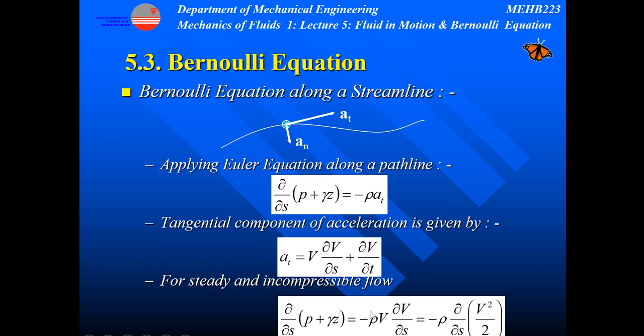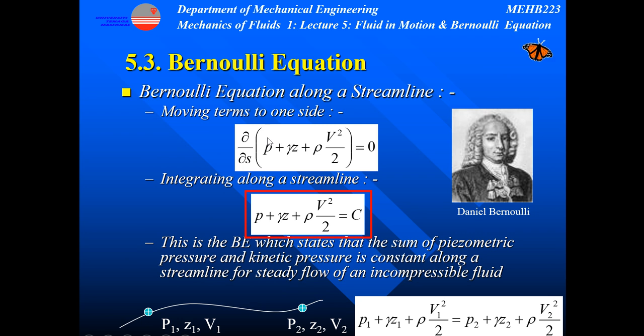When you expand this, you should get this. If you see the right side and the left side, you can put them together. Then you get pressure plus the pressure change due to elevation, and this is called the kinetic pressure. If you integrate this equation along a streamline, you get P plus gamma z plus rho v square over 2 equals a constant.